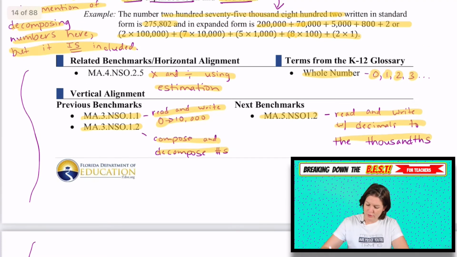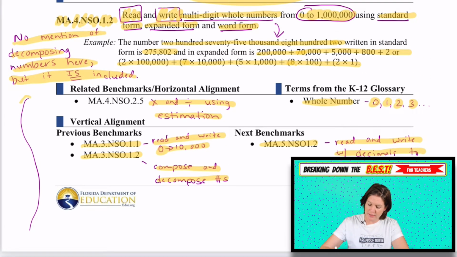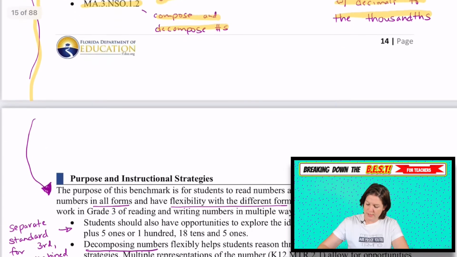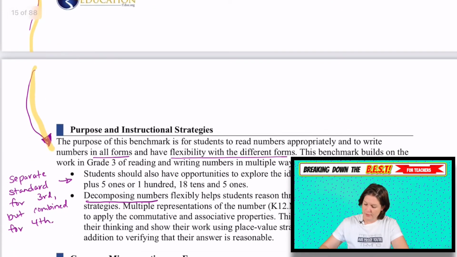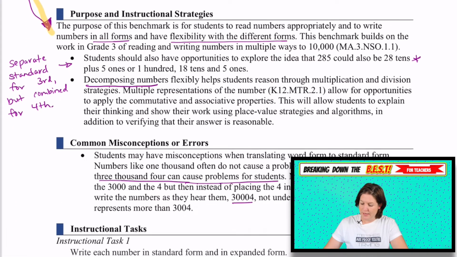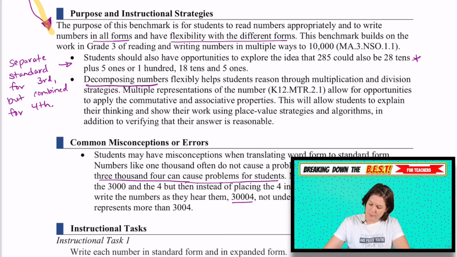Okay, so you can see I drew a little arrow talking about decomposing numbers down to here. Because when I was reading it, I was like, oh, it says here, the purpose of this benchmark is for students to read appropriately and write numbers in all forms and have flexibility with different forms. Again, this is awesome for number talks. That's how I would do it.